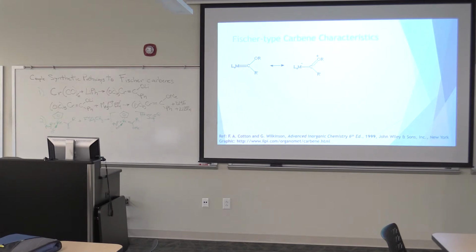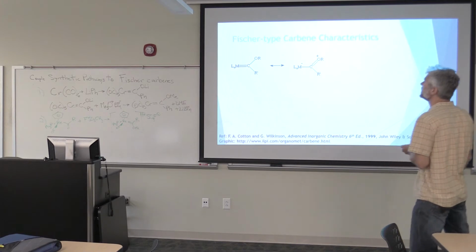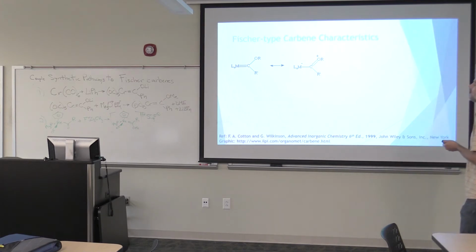So in general, for a Fischer-type carbene, this is an example from Cotton and Wilkinson, their Advanced Inorganic Chemistry text, normally you're going to have a carbon with some kind of heteroatom with an R group off of it. In this case, oxygen is being used, but it could be, say, nitrogen, sulfur, or something else. The idea is that you have a pi system.